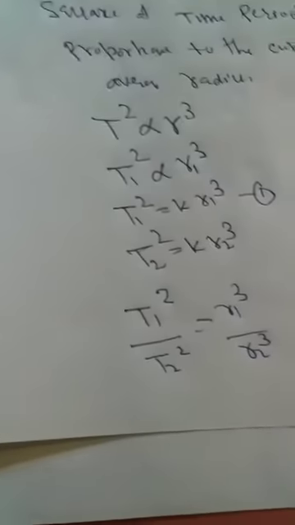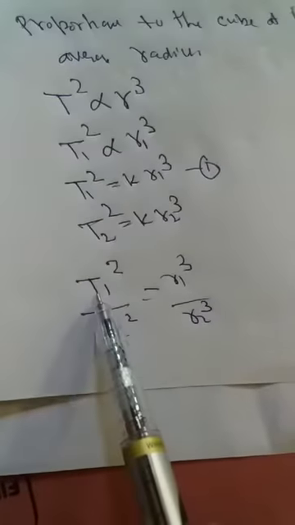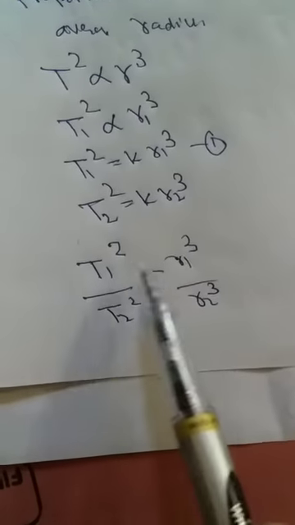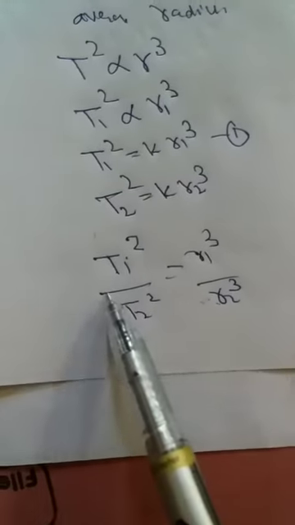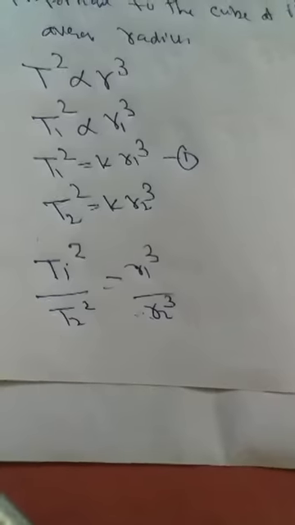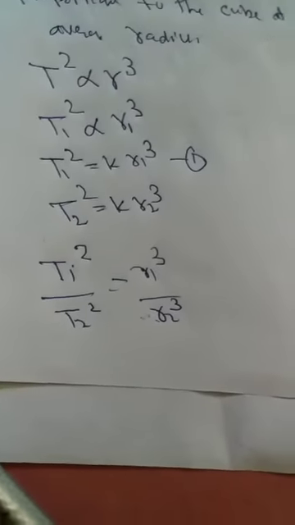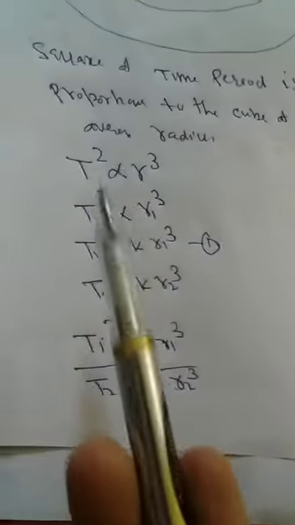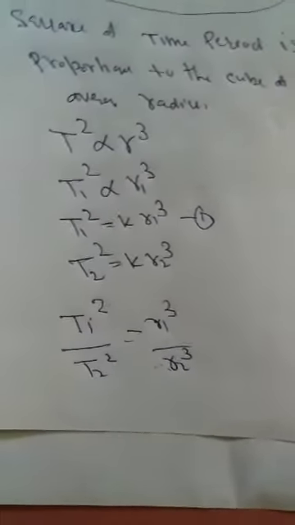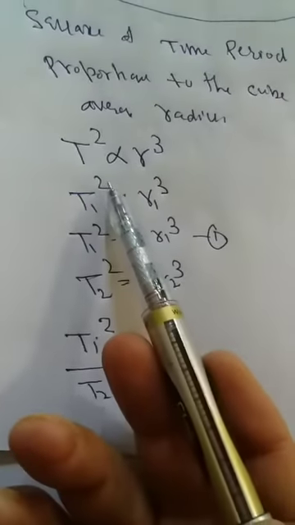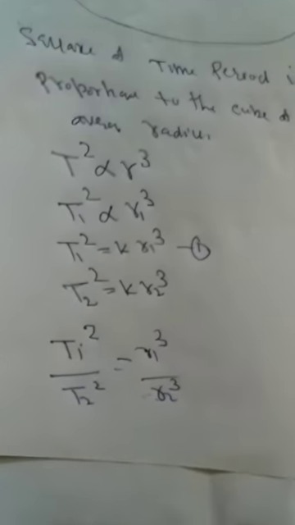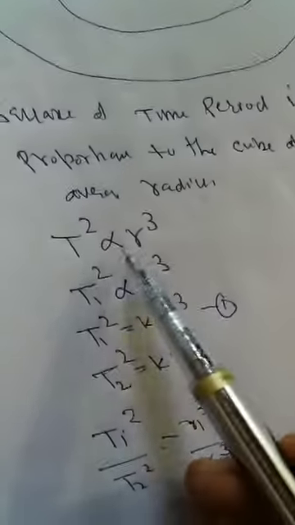If we know the time period of one planet and the time period of another planet, and we know the average radius of one planet, we can find out the average radius, that means how far another planet is from the sun. This is a useful relation. This relation is used for calculating the average radius or the time period for a planet to complete a revolution around the sun. This is the mathematical form. The square of the time period is directly proportional to the cube of its radius.